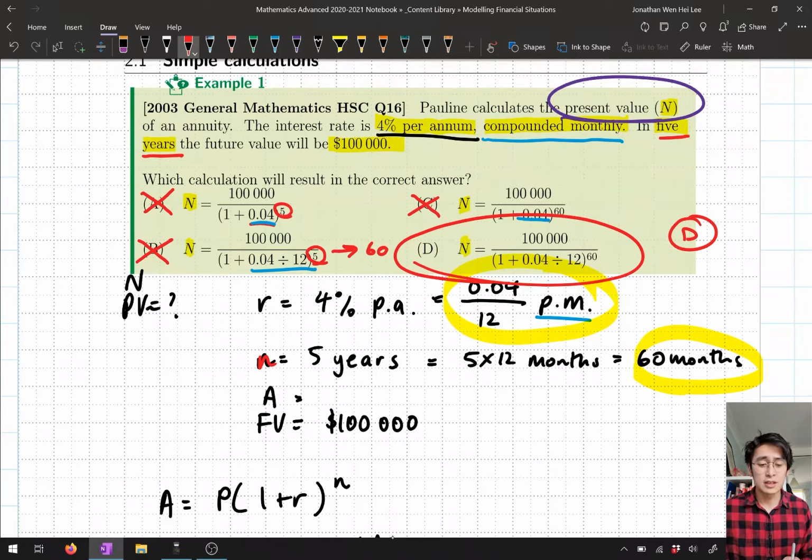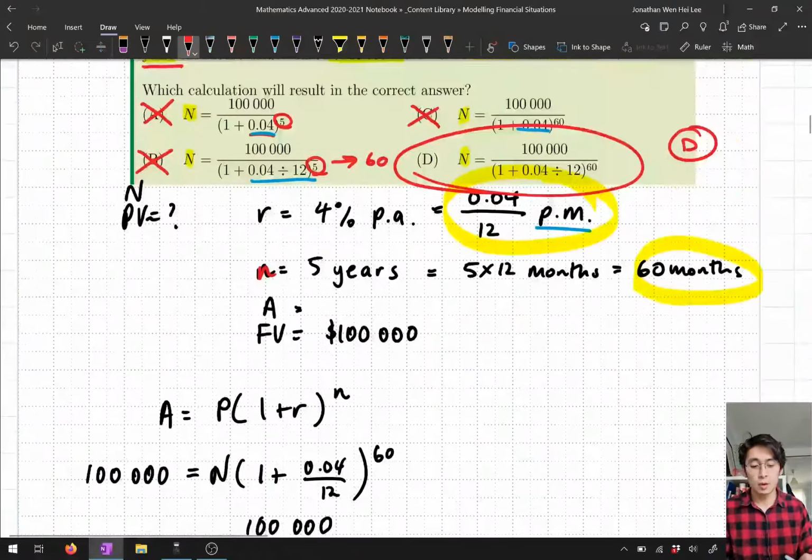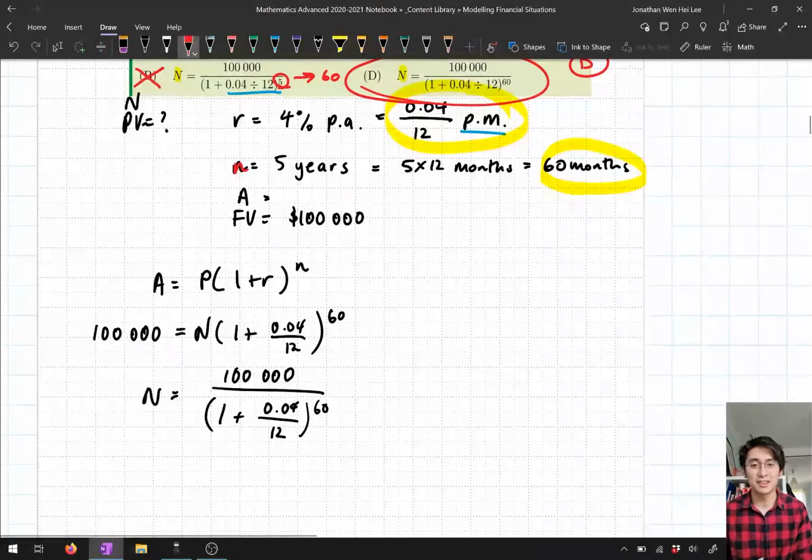Okay, so that's just a simple calculation using that compound interest formula to help us answer this particular question here. Okay, let's have a look over the page. So with this question, all you really need to do is just substitute your values into this formula.